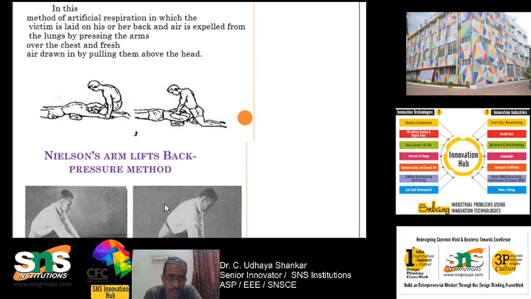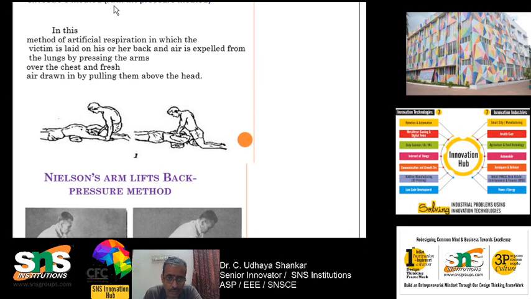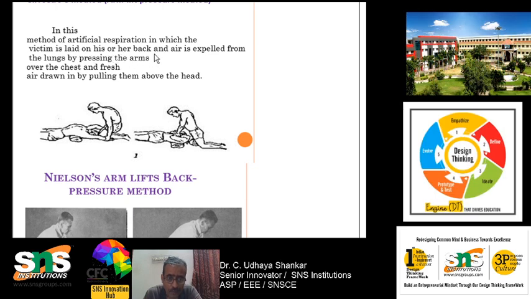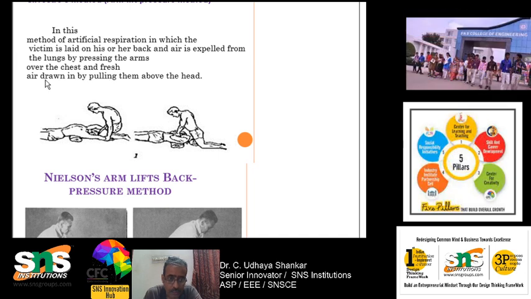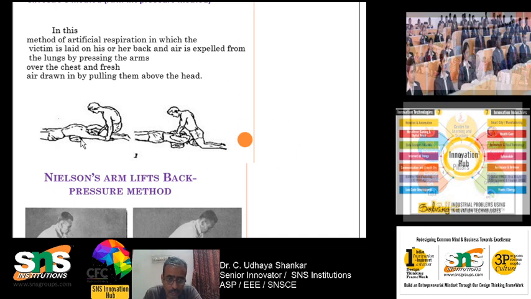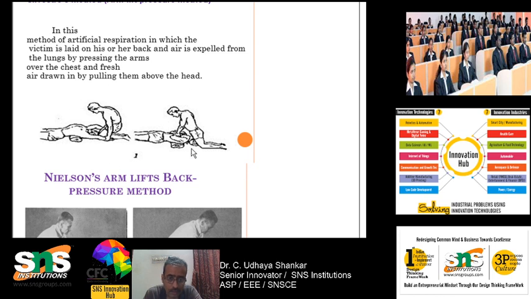So next is Sylvester method, and this is also called the arm lift pressure method. In this method, for artificial respiration the victim is laid on his or her back, and air is expelled from the lungs by pressing the arms over the chest, and fresh air is drawn in by pulling them above the head. So this is how we want to lay the victim in this position, and we have to follow the steps which were discussed.